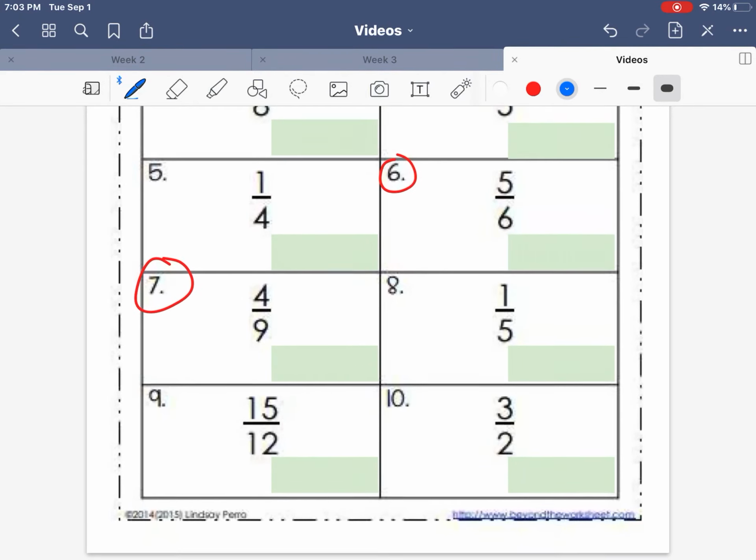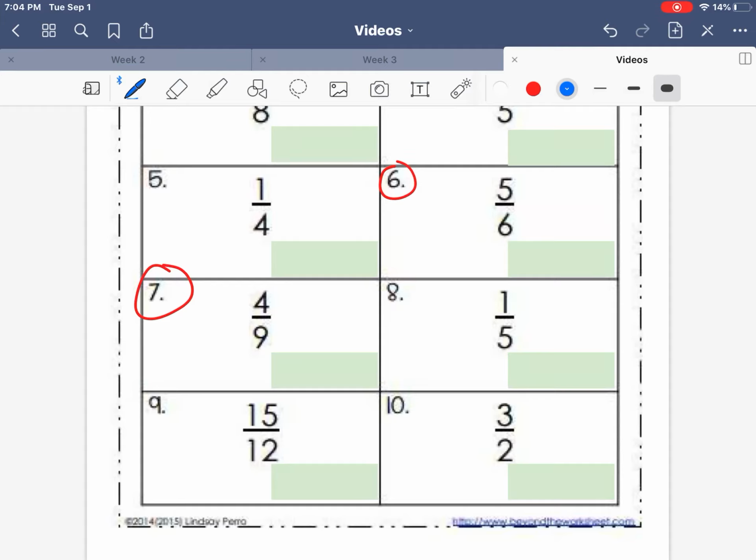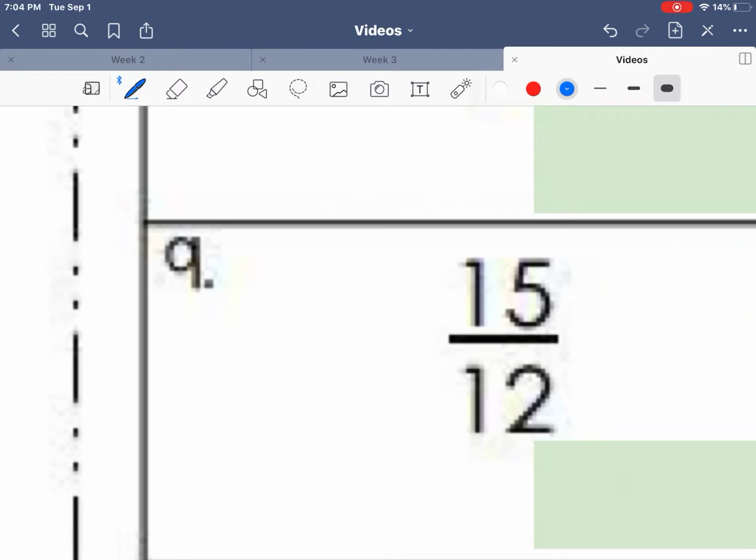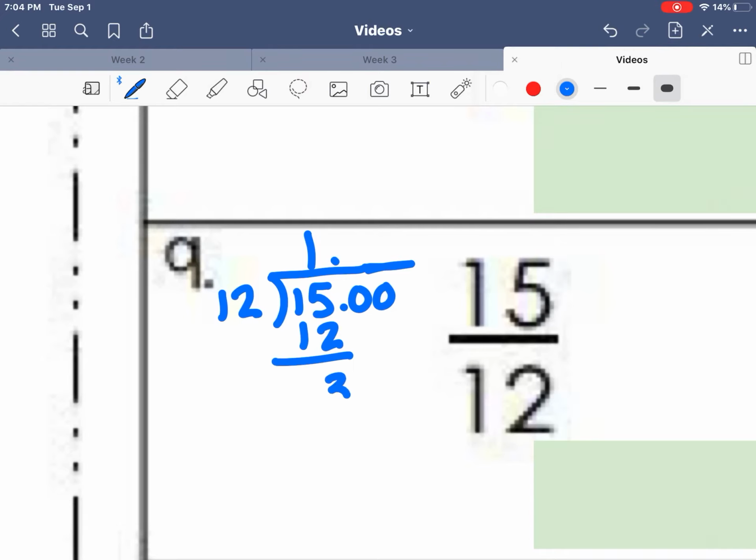I will tell you that number 9 and number 10 are improper, which means you're going to get a whole number in your answer. I'll show you what I mean. So this is 15 over 12, and I'll go ahead and add some decimals after it, because we don't do remainders anymore. And we're going to divide 15 by 12, but 12 will go into 15 one time. So you have one whole here, and then you subtract and you bring down a 0. 12 will go into 30 2 times. 2 times 12 is 24. I subtract and I get a 6. I'll bring down one more 0.